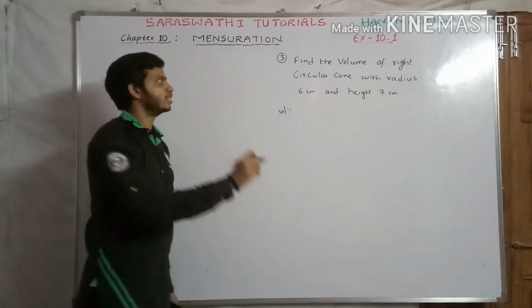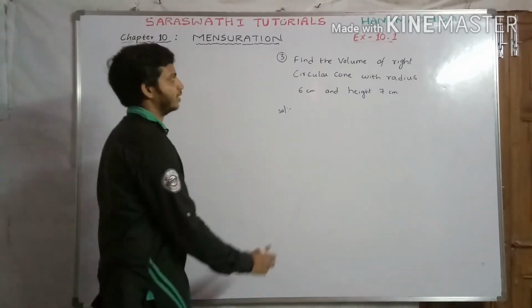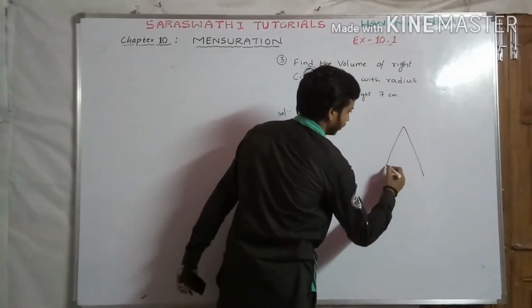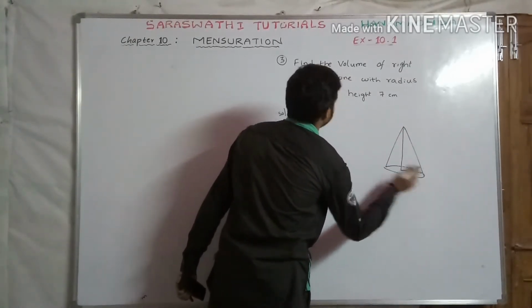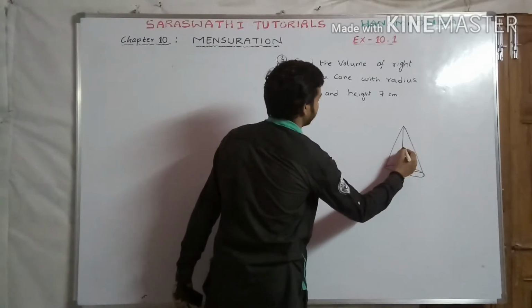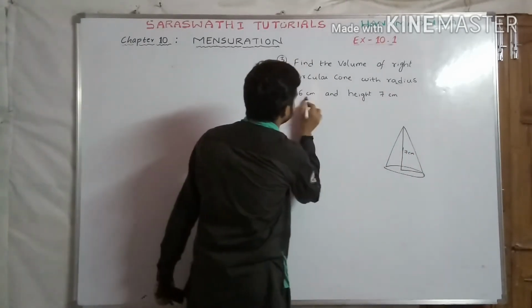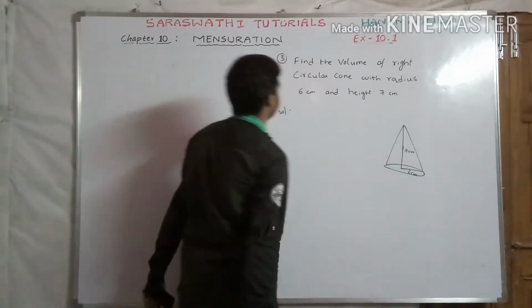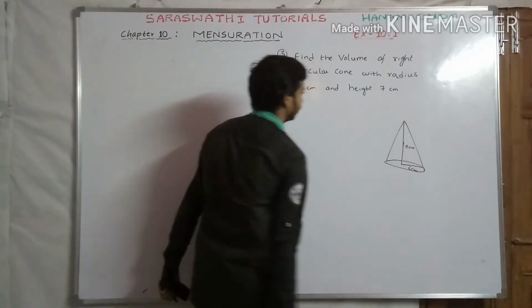The next question is, find the volume of the right circular cone with the radius 6 centimeters and height 7 centimeters. Okay, so let us take a right circular cone. Here the height is 7 centimeters, and the radius is given as 6 centimeters. So 6 centimeters radius and height is 7 centimeters. Find the volume of the right circular cone. So we have to find the volume.